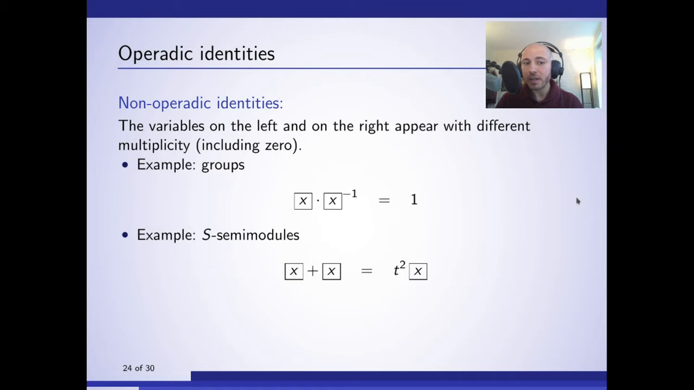So in groups, for example, we have x and x minus 1. Here x appears twice on the left, the same x, and it kind of simplifies. That's why it's called simplifying. The variable just goes away on the right, so that's non-operatic. And the same with semimodules. With semimodules, x was appearing twice on the left and only once on the right. Now, some of you may say, well, what if you write this on the left as 2x? Then it's 1 and 1. But that's again illegal. I mean, that's again non-operatic.